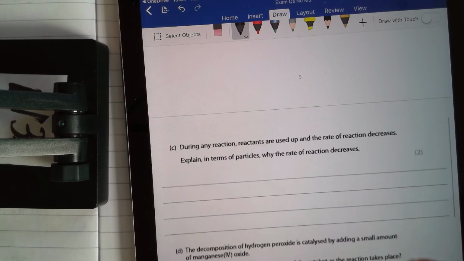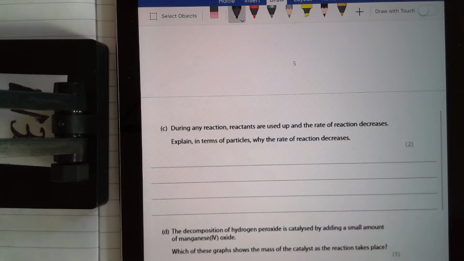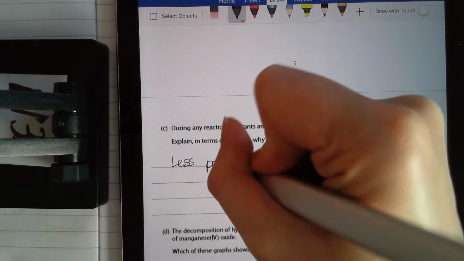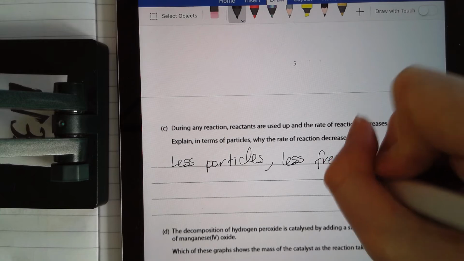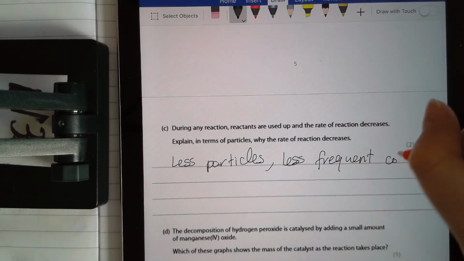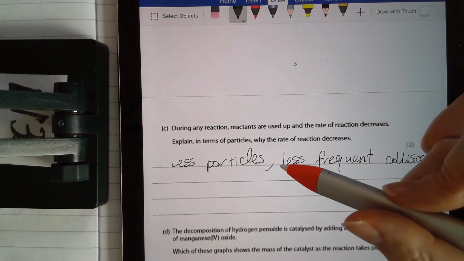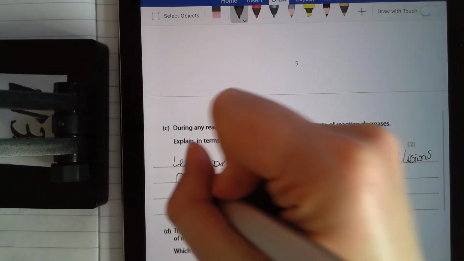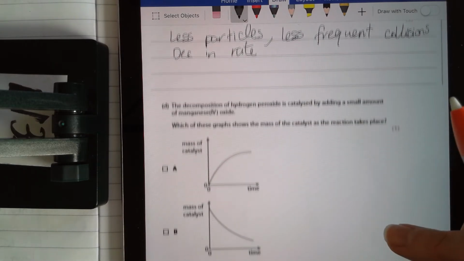During any reaction, reactants are used up and the rate of the reaction decreases. Why does the rate of the reaction decrease? If you've got less particles, you have got less frequent, use that word frequent, collisions. Okay, so the reactants are being used up. That means you've got less particles in there, less frequent collisions, and you are going to get a decrease in rate. Great. So you'll get 1 mark for telling me there's less particles and another mark for telling me that there will be less frequent collisions.